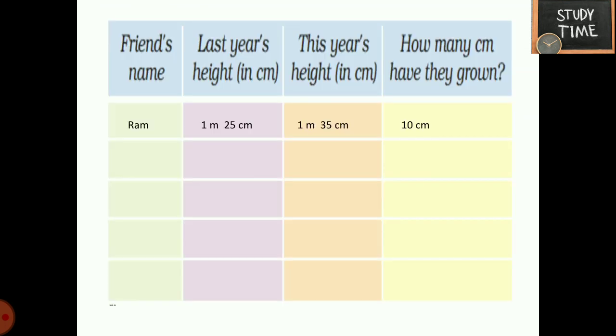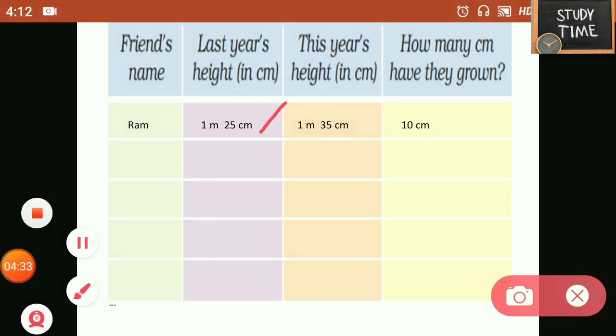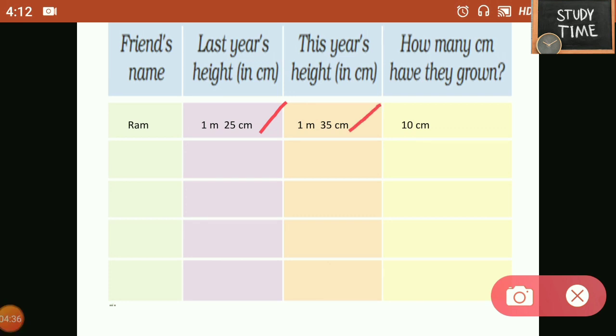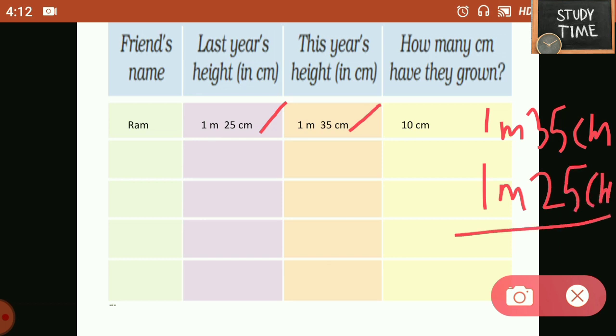Here make a tabular column and check how many centimeter each person has grown. Write your friend's name, last year height, this year height, and how many centimeter they have grown. I have given one example. Here this is last year's height, this is this year's height. To find how many centimeter they have grown, you have to subtract this year minus last year. 1 meter 35 centimeter minus 1 meter 25 centimeter. The answer is 10 centimeter. In the same way you have to write 4 more friends and fill the tabular column.